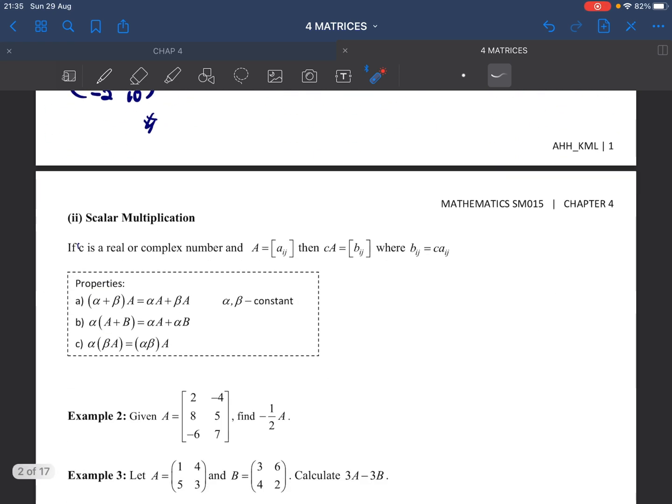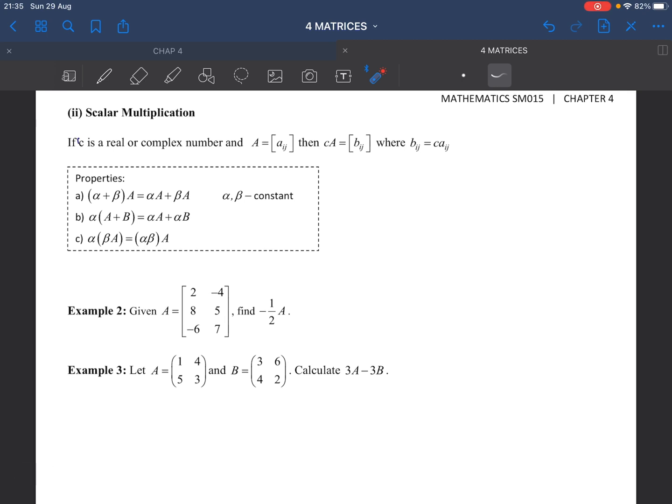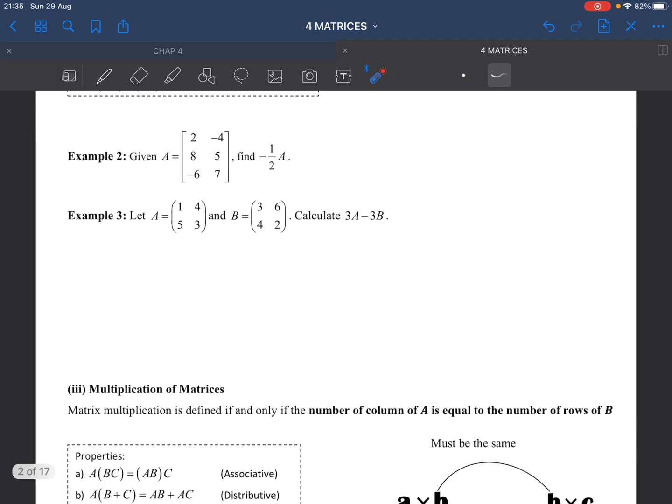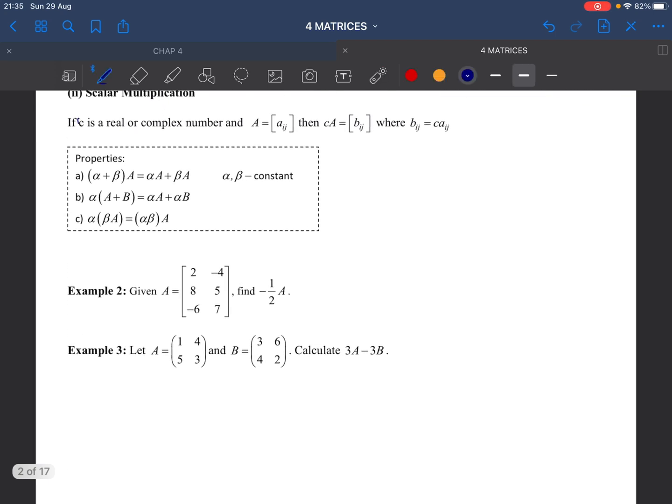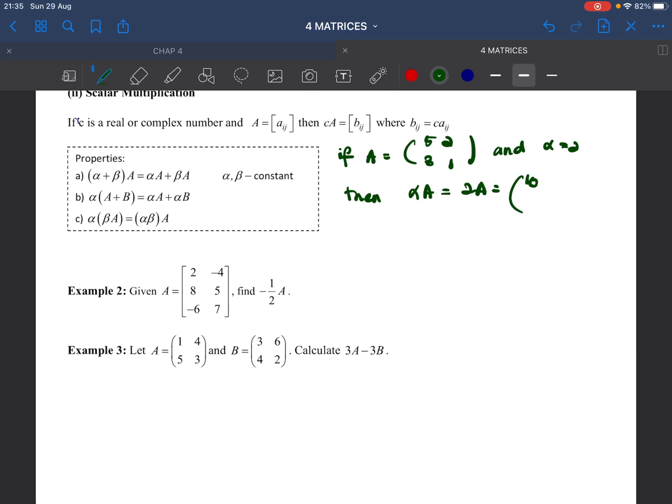So now let's proceed to multiplication. Okay, so kita terus pergilah ke multiplication. Okay, saya bagi contoh dulu kat sini. Let's see if I have matrix A. If A is equals to 5, 2, 3, 1 and alpha is equals to 2, then alpha A is basically 2A, which is equals to 2 times 5, 2 times 2, 2 times 3, 2 times 1. Okay, so itu multiplication kalau ada constant. This is the properties lah, properties yang pertama. Okay, kalau ada constant, we can multiply it.